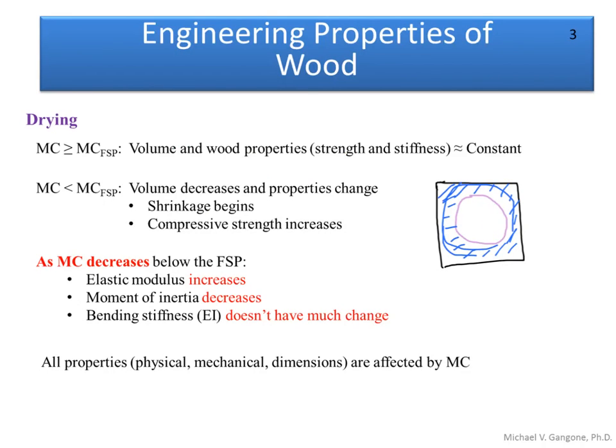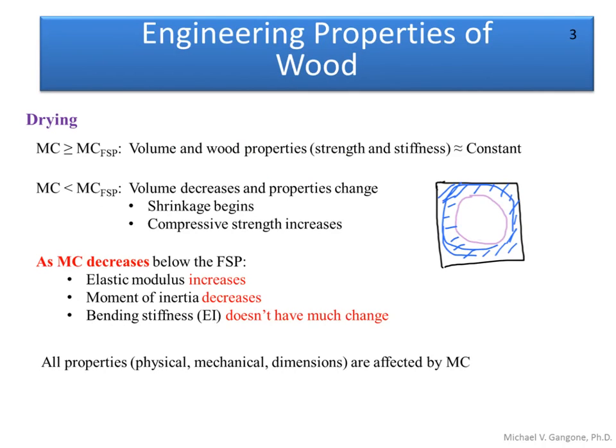So as I add water, as the moisture content increases above the fiber saturation point, where is this extra water going? It's going into the cell cavity. Now what happens if I go from a moisture content of, say, 50% down to 30%? Where's the moisture leaving? It's leaving the cell cavity. That's not going to change the volume of the wood, because I'm just removing water from an empty space, but the volume is still the same in here.